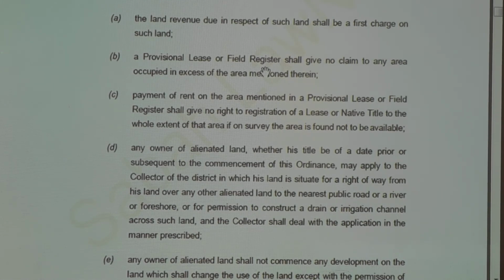And if in the proper survey you find that your land is actually smaller than what is mentioned in your provisional lease title, you cannot claim for compensation. Because provisional lease tells you the boundaries were only provisional. Likewise, your field register, which is a native title, you cannot claim for compensation if one day you convert the field register to a native title by doing a proper survey and you find out that the land area is actually smaller.